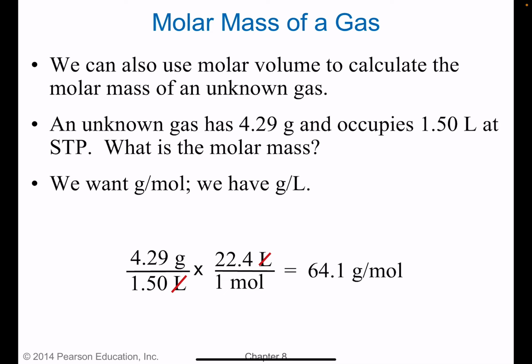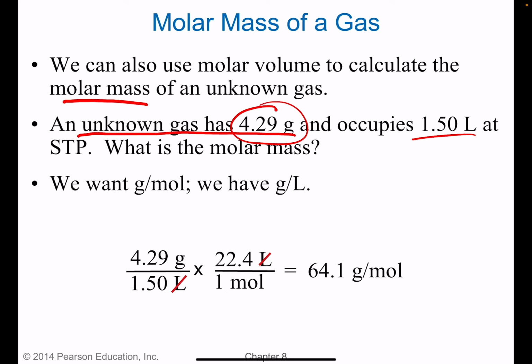We can also use molar volume to calculate the molar mass. So it's kind of like working backwards a little bit. An unknown gas has a mass of 4.29 grams, and we discover it occupies a volume of 1.50 liters at standard temperature and pressure. So we don't necessarily have a mole. We have 4.29 grams of it, and we have to figure out what the molar mass is.